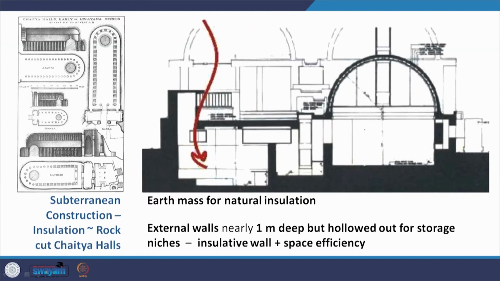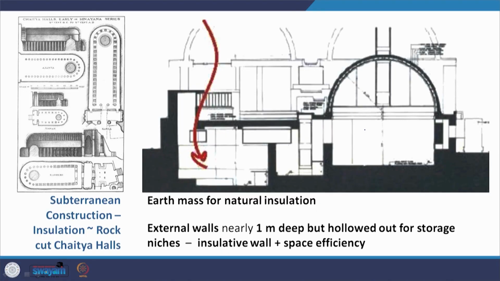When we talk of the subterranean structure, we are also reminded of the Chaitya halls and the rock cut Chaitya halls, and here we have it. Because of the earth mass on either side, it creates natural insulation, but they have taken advantage of these thick external walls which are nearly 1 meter deep by hollowing them out and creating storage niches in them. So it is insulating as well as there is space efficiency through that.